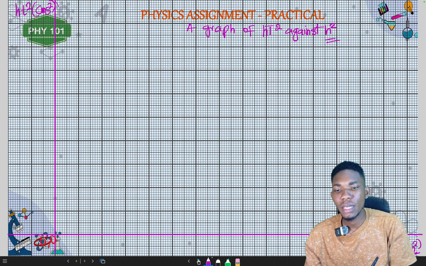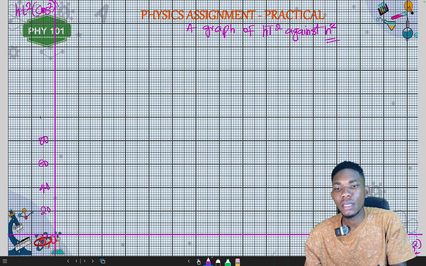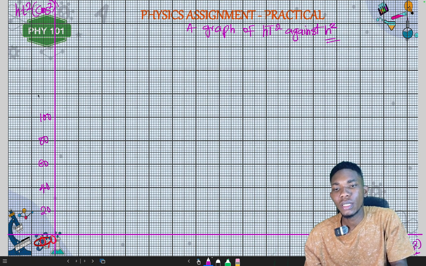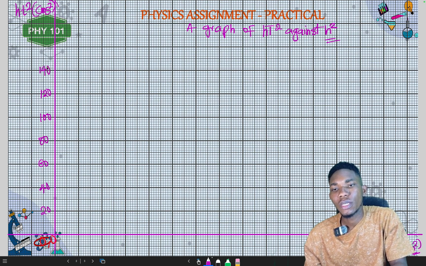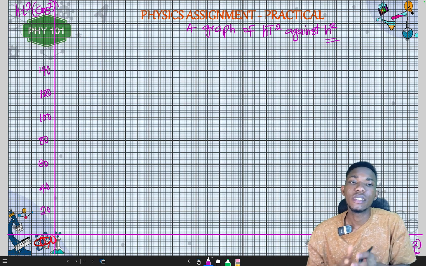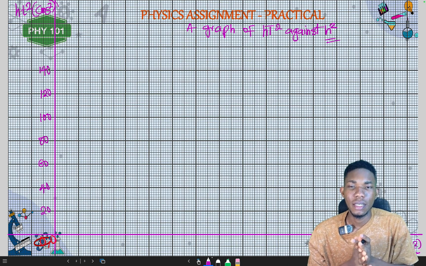So if I use 20 here, from 0, here will be what? 20. Here will be what? 40. Here will be what? 60. Here will be 80. Here will be 100. Here will be what? 120. Here will be 140. For which of the axis? HT square axis. Is that okay?